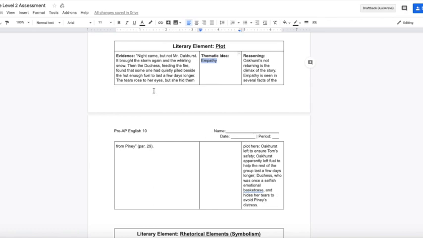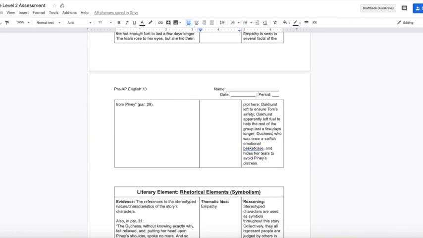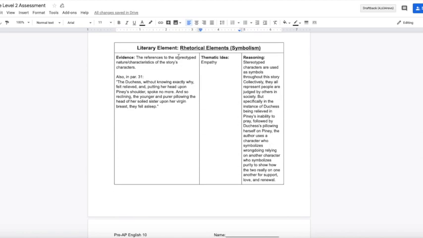There are at least 3 different things just in this one part of the plot, the part relating to the climax and then the subsequent beginning of the falling action. And all of those show empathy, care for others. They also show their interreliance on one another and their support of one another and value of friendship as a result. And finally, rhetorical elements. In this case, I focused on symbolism. And here, the characters themselves are stereotyped characters throughout the entire story, which means they all are very symbolic characters.